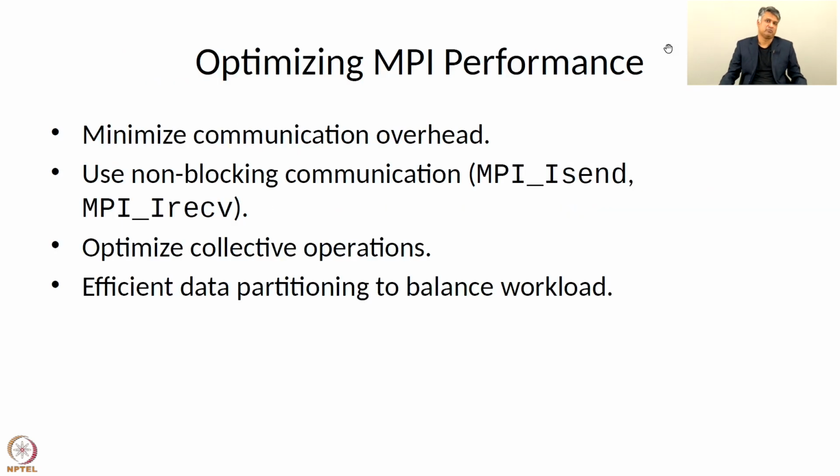To optimize MPI performance, one thing we need to do is always minimize communication overhead, because the more communication that you do, the slower the program is, the more are the bottlenecks. So it's always advisable to use non-blocking communication like MPI_Isend and MPI_Irecv. But we have to be careful to see whether the data has actually been received when you finally want to use it. We should also optimize the collective operations, and we need to talk about efficient data partitioning for balancing the workload. We had talked about how to efficiently partition the data using tools like Metis.